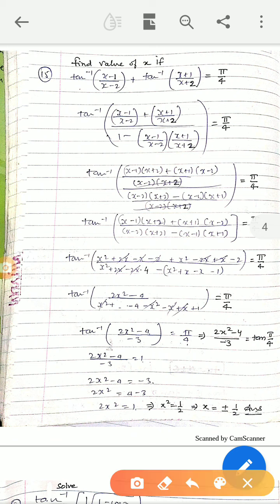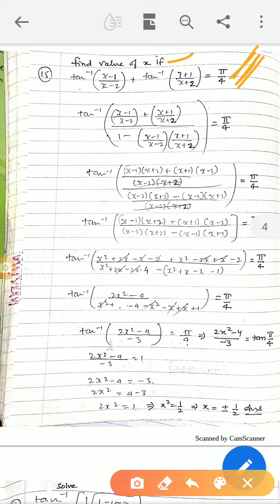Look here, one more question, same as before. Find the value of x. This equation is given to you, and you have to find the value of x: tan inverse (x minus 1)/(x minus 2) plus tan inverse (x plus 1)/(x plus 2) equal to pi by 4.